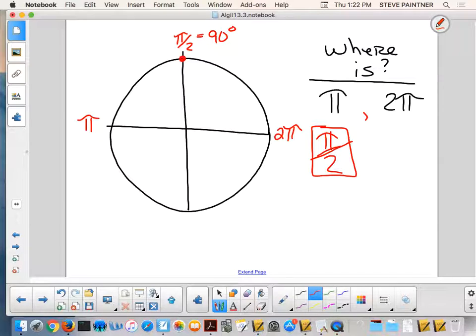Here's a neat way to think about this. If pi is really just 180, then doesn't this say 180 degrees divided by what? 2, which is 90, which is right here. So that's one way you can think about it.